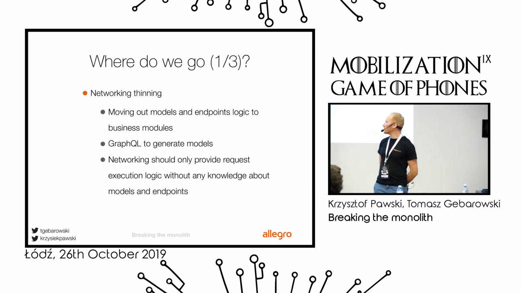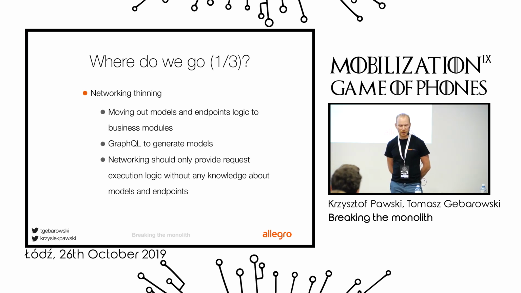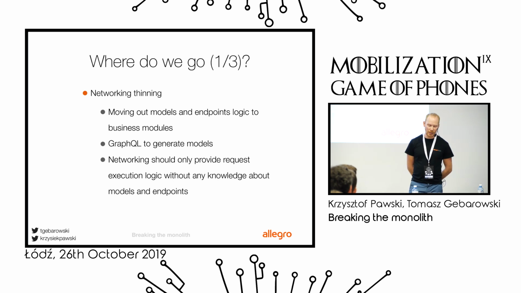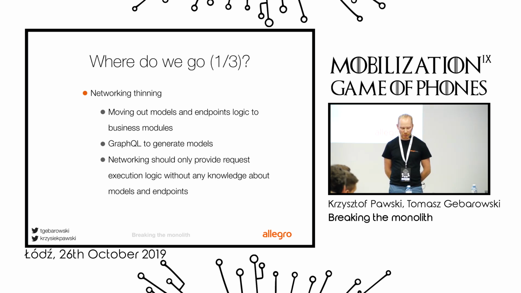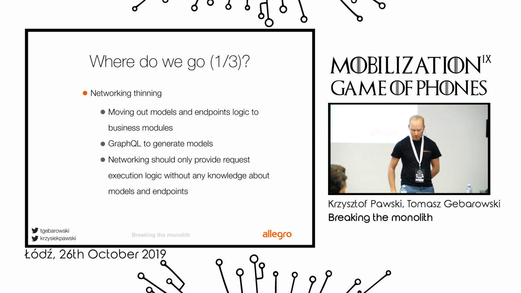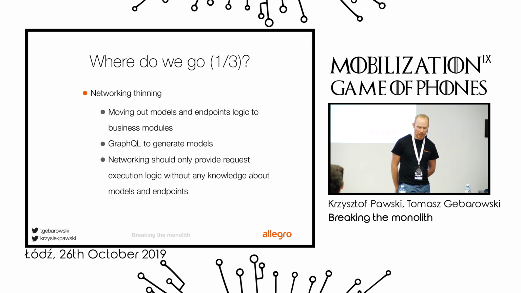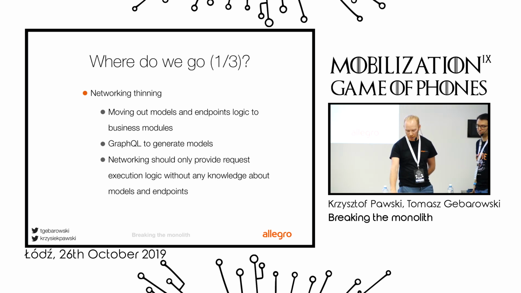So some time ago, we started to incorporate GraphQL into our project. We already have it in 2 modules. And it has this feature of auto-generating models based on JSON schema. So we think that it can help us in this case. And in the end, we would like to finish with a state where the networking module has only logic about executing requests, and there is no implementation of models or endpoints.